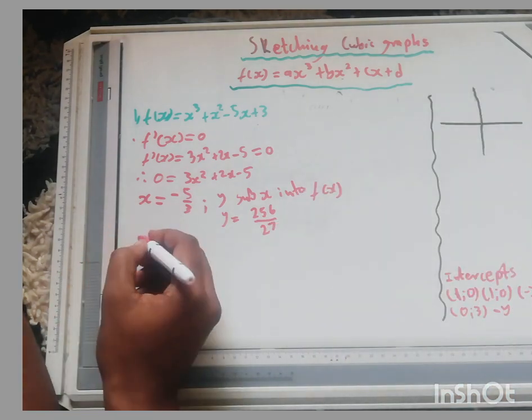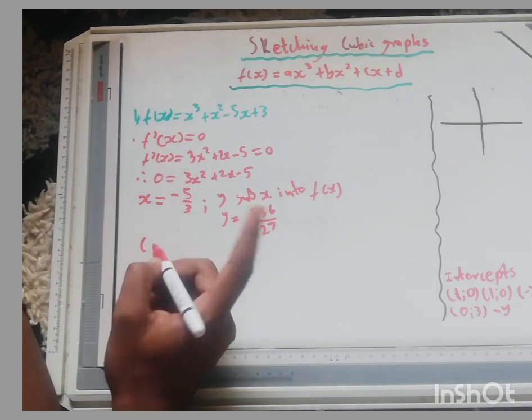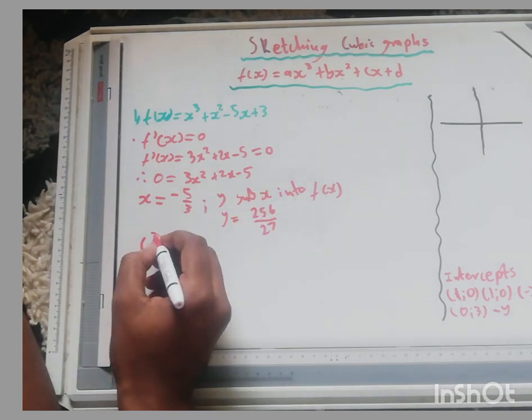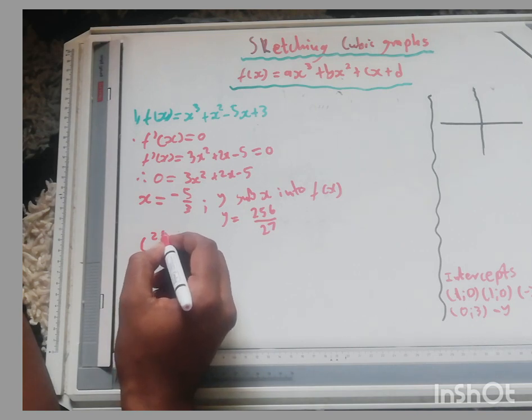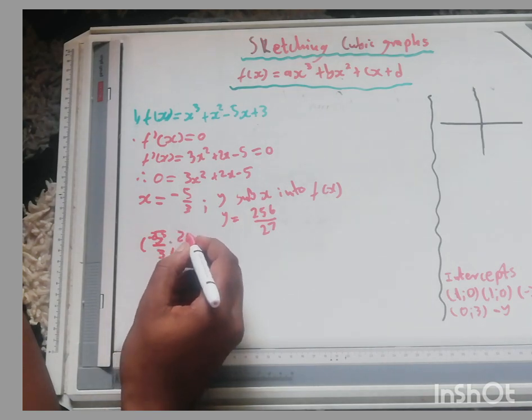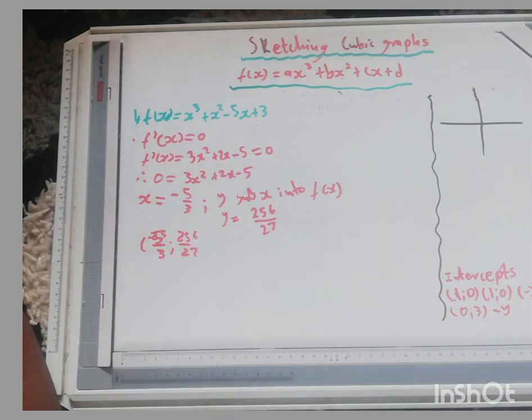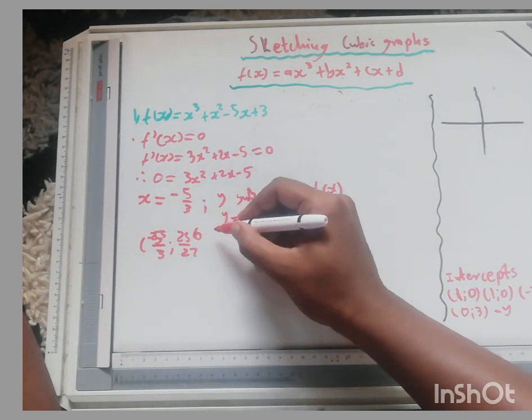And then if I do that, you'll find that your y will give you 256 over 27. So this is your turning point. So one of them will be minus 5 over 3, 256 over 27. This is 256 over 27.